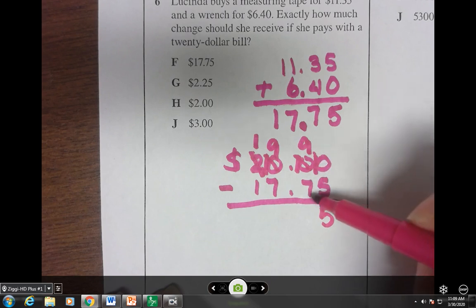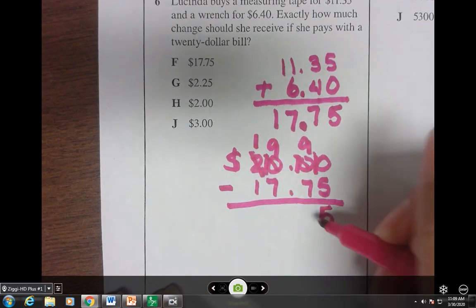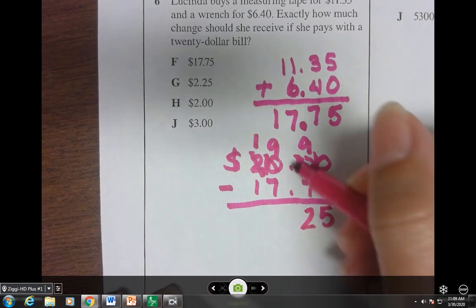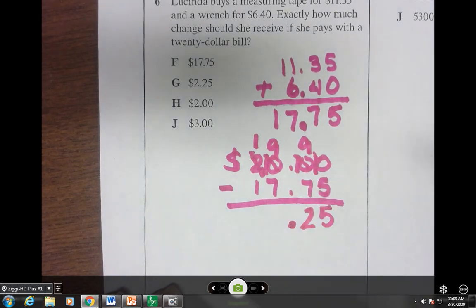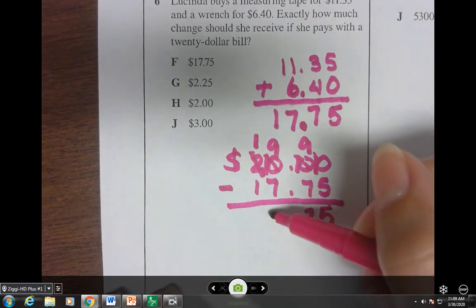Is there more on the floor? No. So more on top, no need to stop. So 9 minus 7 is? 2. We bring our decimal straight down, just like we did with the addition. And then 9 minus 7 is? 2.